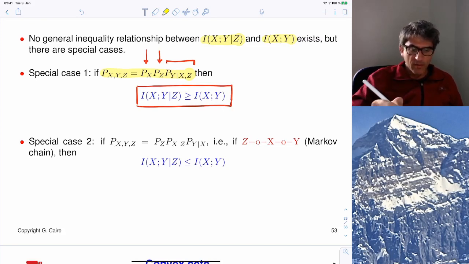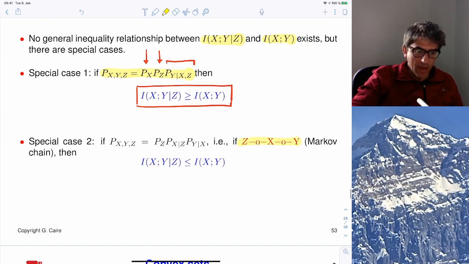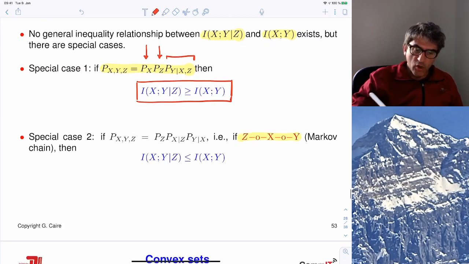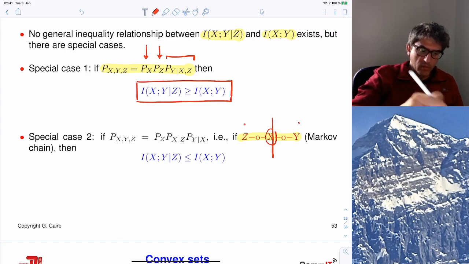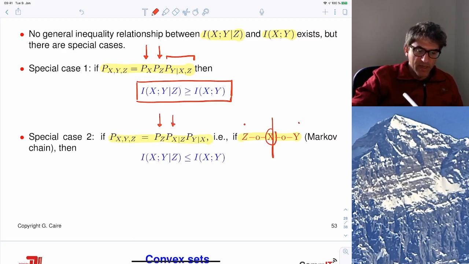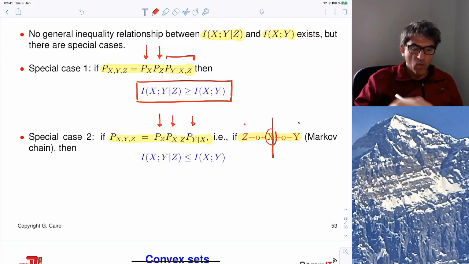On the contrary, special case number 2, when we have another special structure that is called the Markov chain. Markov chain z, x, y. What does it mean, Markov chain z, x, y? It means that if we condition on x, z and y becomes statistically independent. Or, in other words, that the joint PMF factors in this special way as P of z, P of x given z, P of y given x. So in other words, you see when you condition on x, y becomes independent of z because there is no z here in the conditioning.